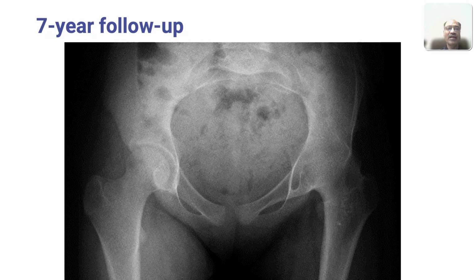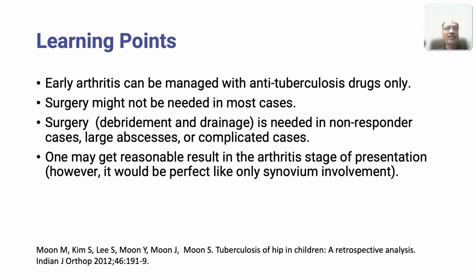Next slide. The child has a complete ankylosis after 7 years, but it's a painless and stable hip, although it is not a mobile hip. Next slide. So the learning point is that it's a reasonable result to get in early arthritis. Next.